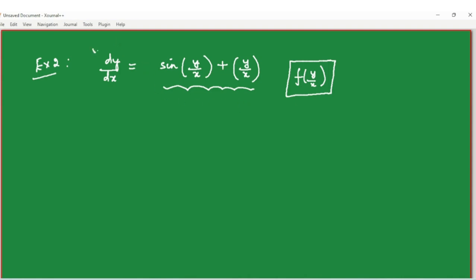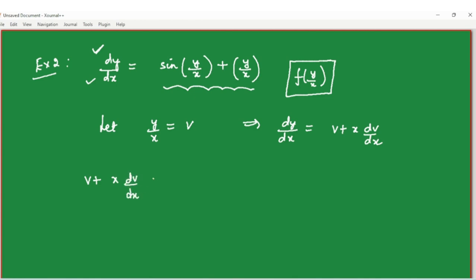So let's try hands on this exercise also. Let y by x be taken as v. This means your dy by dx is v plus x dv by dx. Replacing the old derivative by the value in terms of new derivative, we have the differential equation taking the form v plus x dv by dx. Here you have sine of y by x, but since y by x has been written as v, it becomes sine v, and here you have a y by x, so that makes it v.